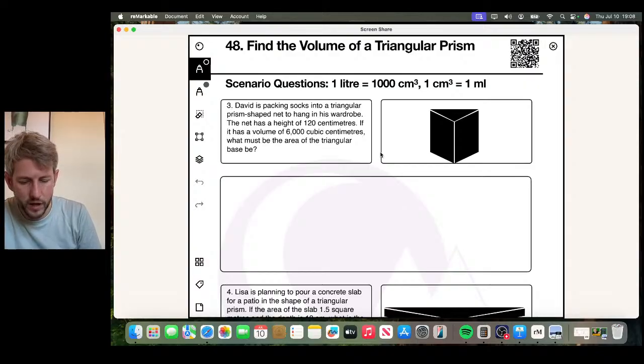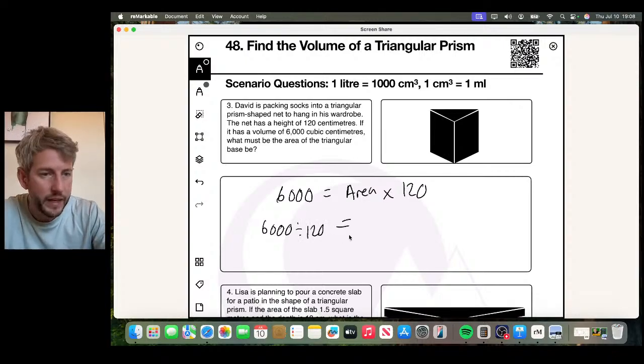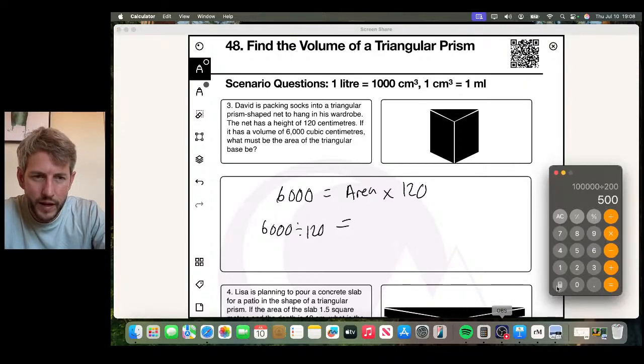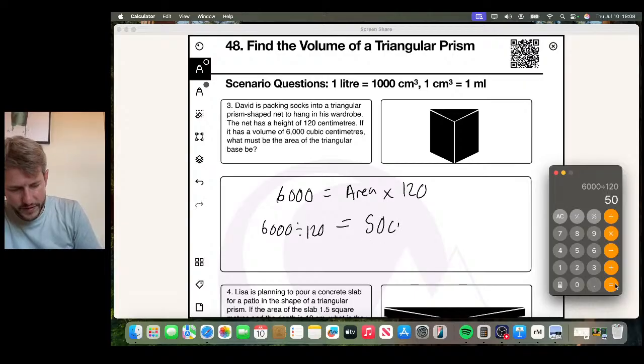Okay, so we've got 6,000 equals, these are all centimetres, which is lovely, so we can just keep going, equals the area times the 120. Okay, so if we do 6,000 divided by 120, we will get the area in centimetres squared. So let's do that. So 6,000 divide the 120 equals 50. So that'll be 50 centimetres squared for the area.